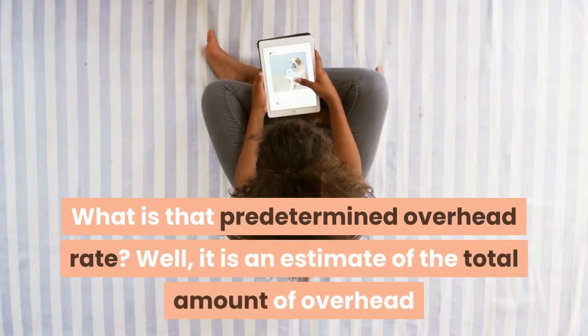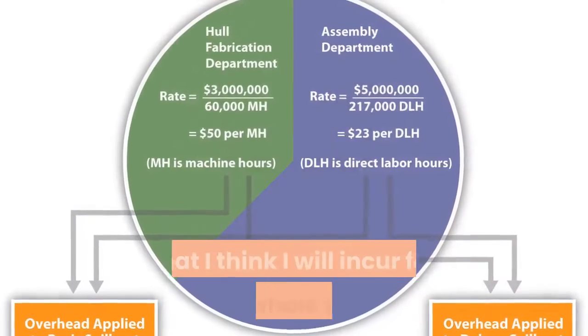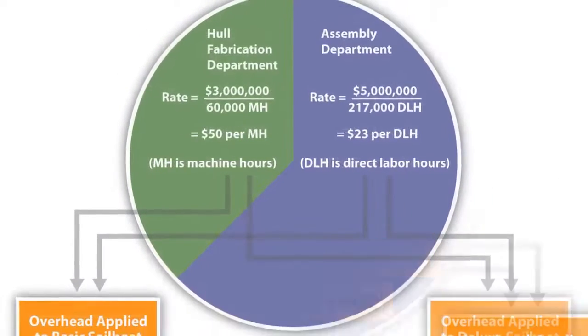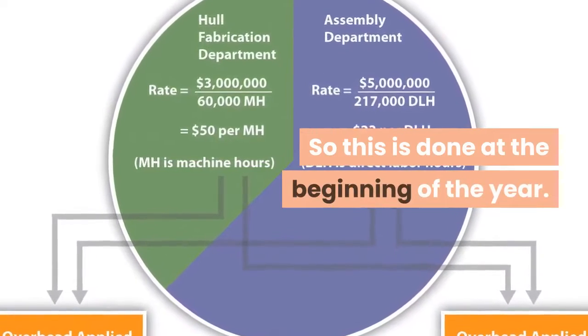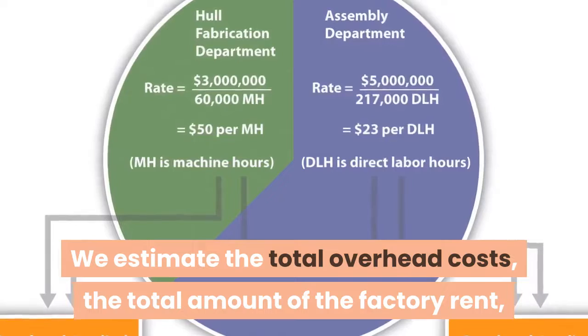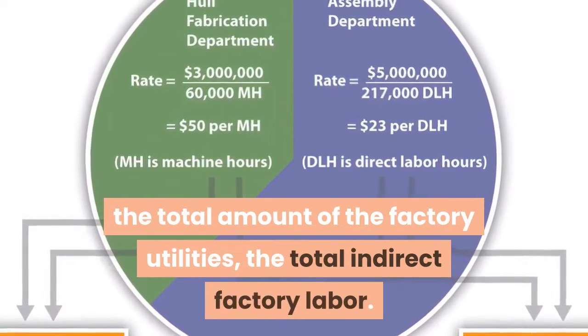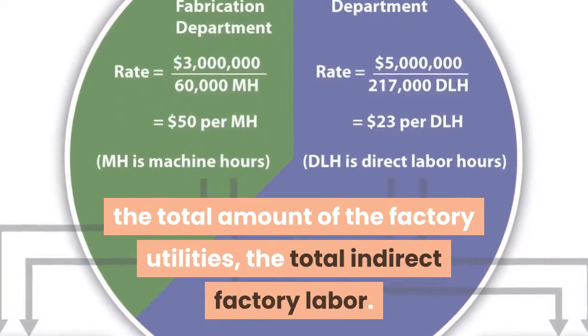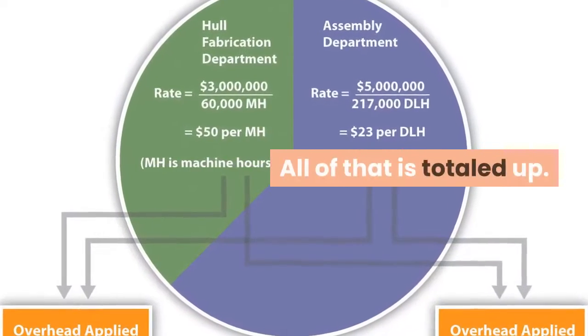I come up with what's called a predetermined overhead rate, an estimated overhead rate. What is that? Well, it is an estimate of the total amount of overhead that I think I will incur for the whole year. So this is done at the beginning of the year. We estimate the total overhead costs: the total amount of the factory rent, the factory utilities, the total indirect factory labor. All of that is totaled up.